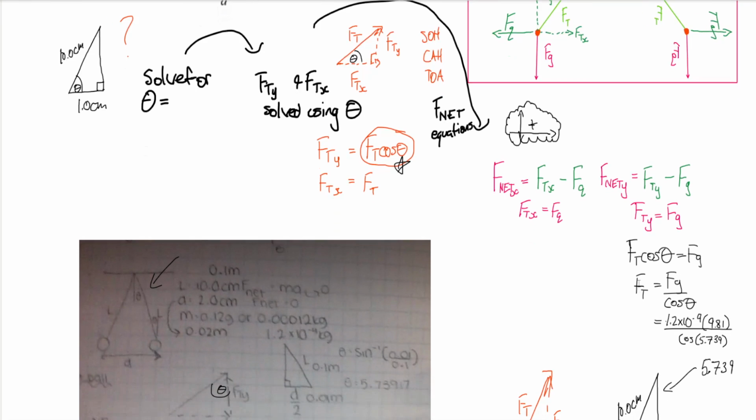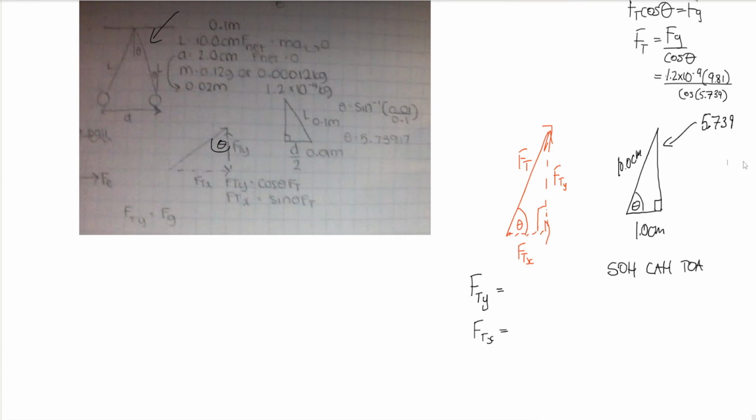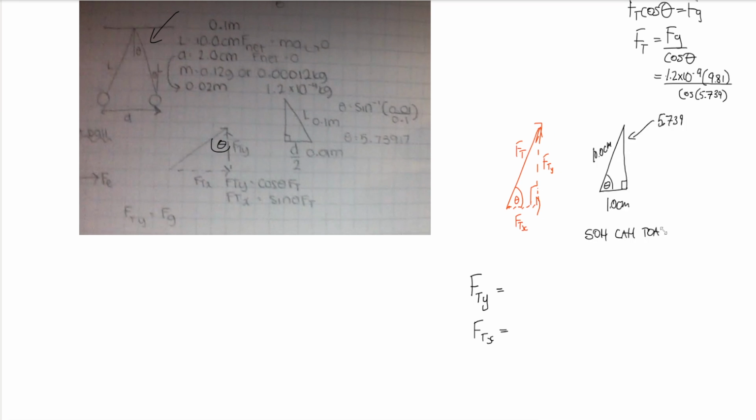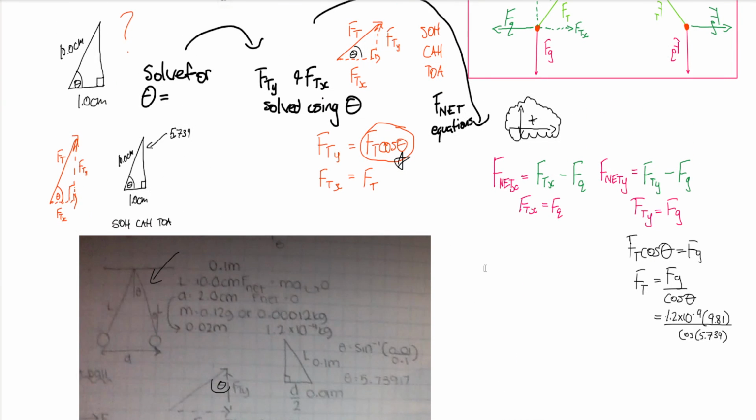Sorry, what did you get for that FT? 1.183 times 10 to the negative 3. Okay, and what unit? Yeah, good.